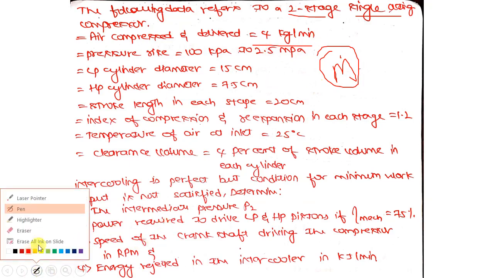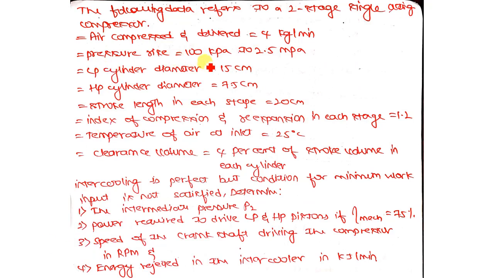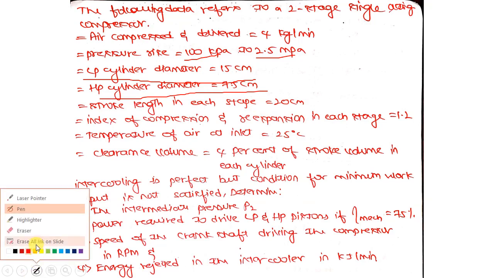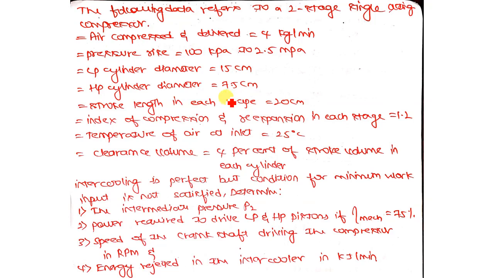Now the pressure rise is from 100 kPa, which is your inlet, to 2.5 MPa, which is your outlet. So inlet pressure is given and outlet pressure is given. Now LP cylinder diameter is given as 15 centimeter, HP cylinder diameter is given as 7.5 centimeter. So LP cylinder will take more volume but having less pressure, whereas the HP cylinder will take less volume but will be having more pressure. So the values of the diameters of both the cylinders are given here, 15 and 7.5. So convert it into meters while substituting in the further processes.